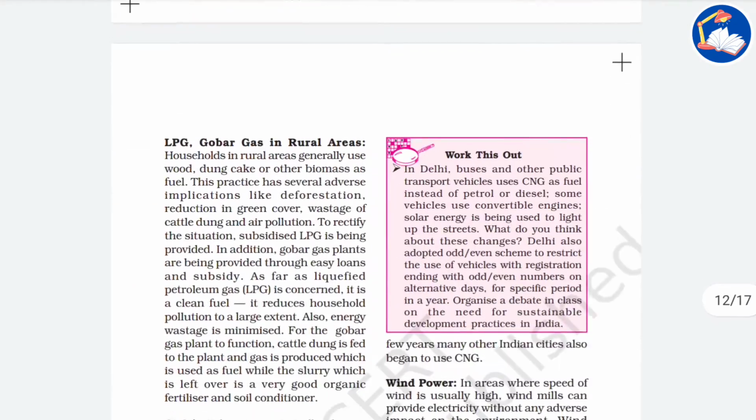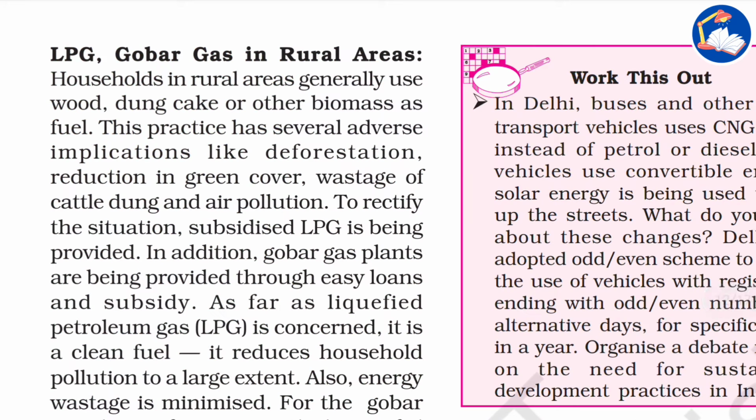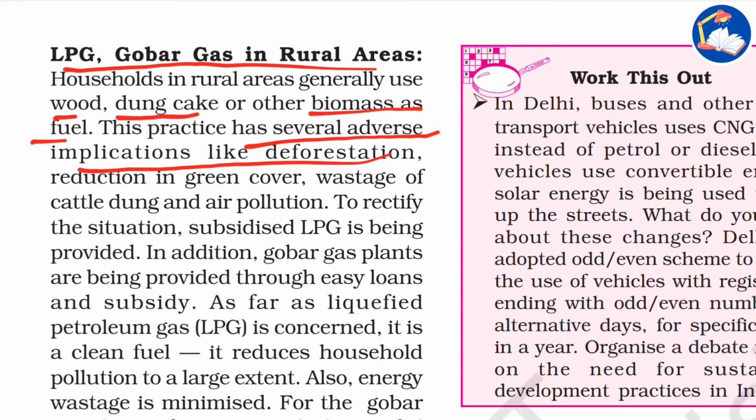Now we look at, in the case of India, LPG and gobar gas in rural areas. Households in rural areas generally use wood, dung cake or cow dung cakes, and other biomass as fuel. This practice has several adverse implications like deforestation, reduction in green cover, wastage of cattle dung, and air pollution. To rectify the situation, subsidized LPG is being provided.